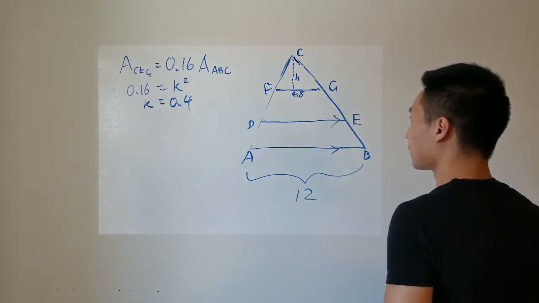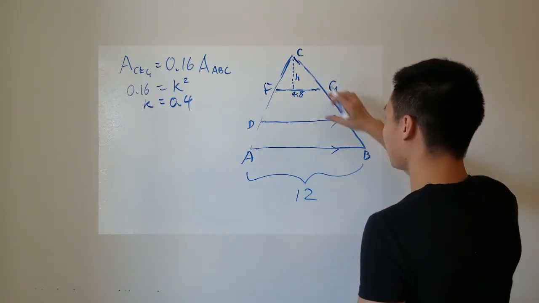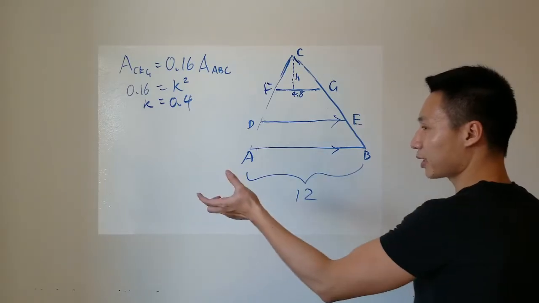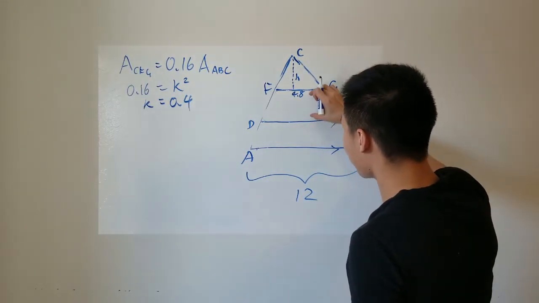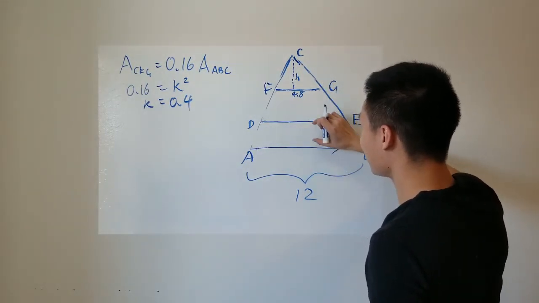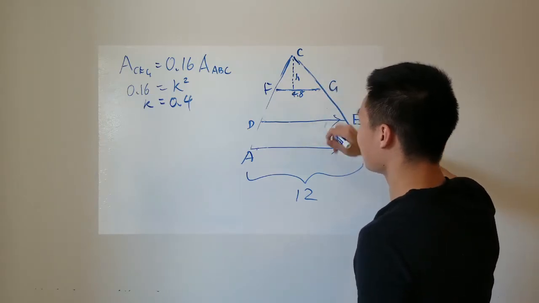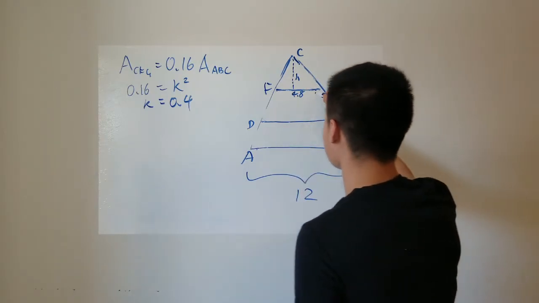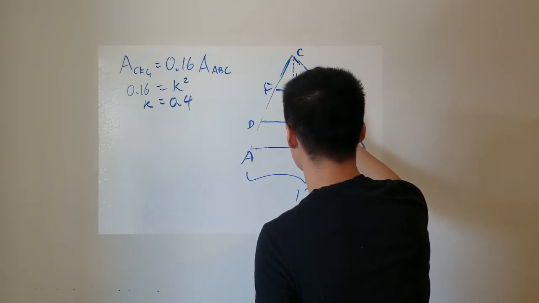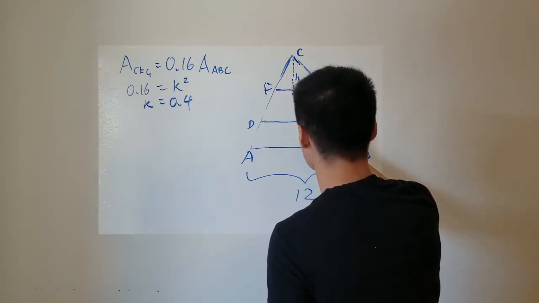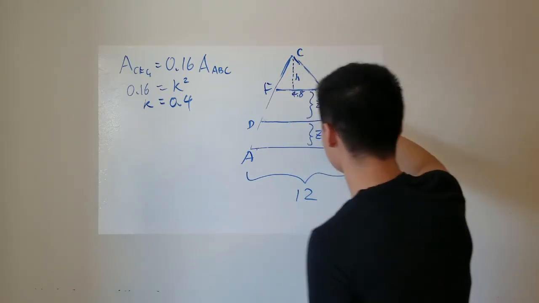Okay, what about these two parts? Actually, from the previous diagram, you should see that they're actually the same distance, right? So distance from AB to DE is the same as DE to FG because they were folded just on top of each other. So let's call this Z, for example, right? They're the same.